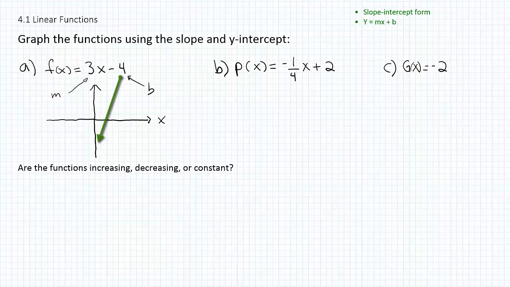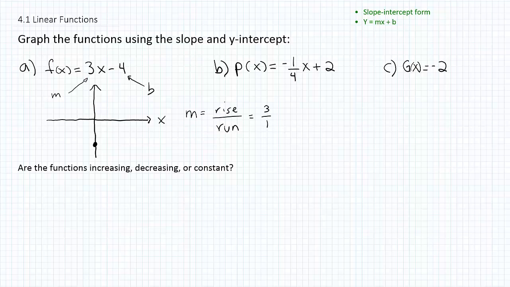So -4 is 1, 2, 3, 4. It's actually right here on our drawing. So there's the y-intercept. And then to use the slope to graph at least one other point from here, we remember that the slope is defined as rise over run. Remember that?